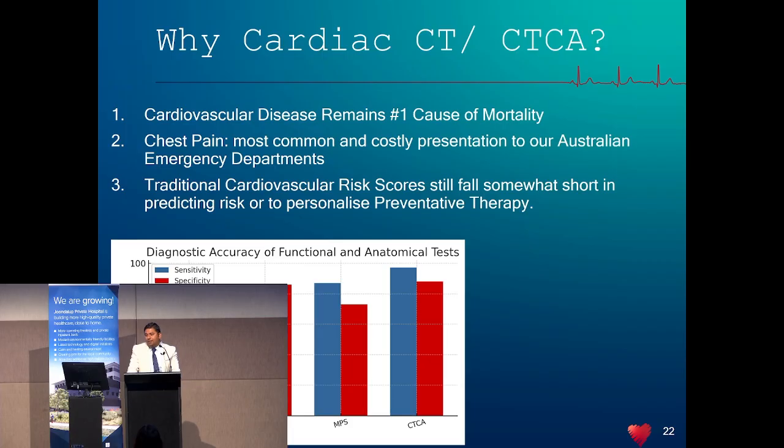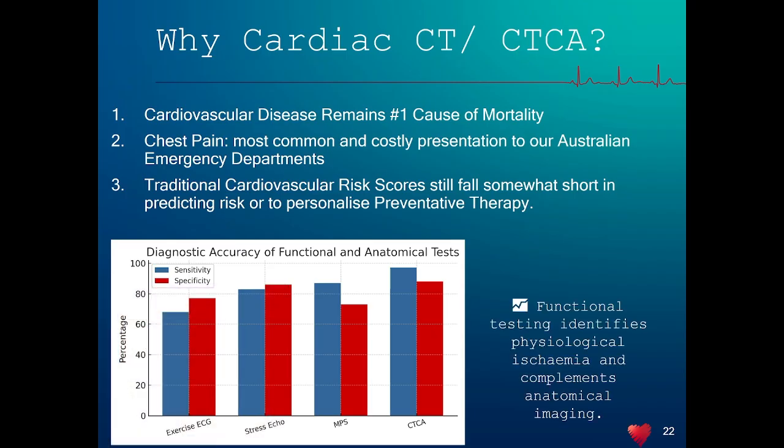I put this slide up to demonstrate that current evidence shows the CTCA has a very high sensitivity and also specificity for potentially obstructive or functionally significant coronary artery disease when compared to other functional modalities of ischemia studies. To put it in plain terms, that is stress echo and perfusion scan versus CT coronary angiogram. CTCA beats them in the majority of cases.